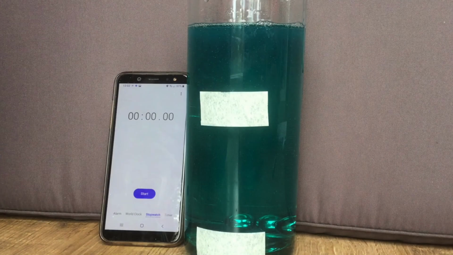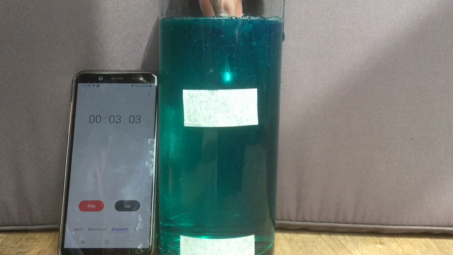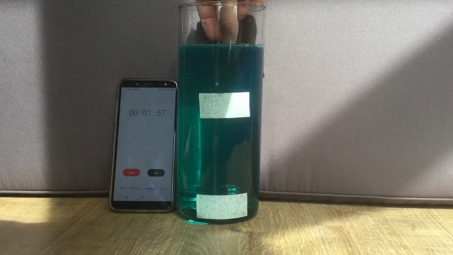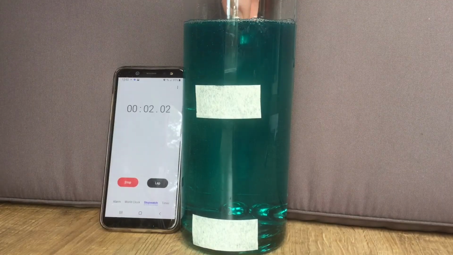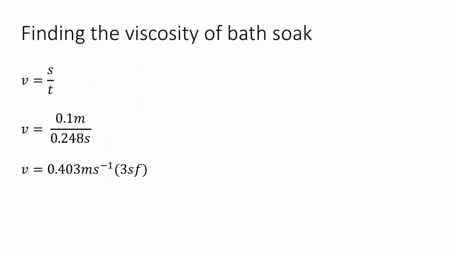Then I stuck 2 pieces of tape to the long cylinder tube and poured the bath soak into it. I used a ruler and measured the distance between the tops of both the tapes as 0.1 meters. I then placed the stopwatch next to the cylinder and recorded both the stopwatch and the bath soak. I dropped a ball bearing into the bath soak and played back in slow motion so I could find the time it took for the ball to travel between the tops of the 2 tapes. I repeated this 4 more times and calculated the mean time of 0.248 seconds. I divided 0.1 meters by 0.248 seconds to get an average velocity for a ball bearing as 0.403 meters per second to 3 significant figures.